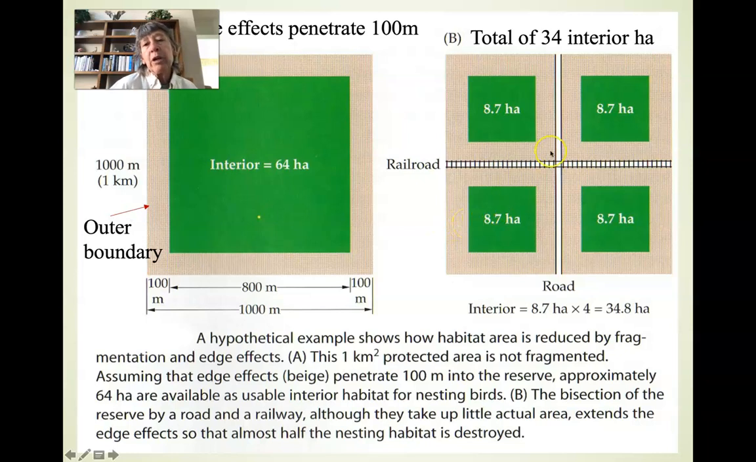And so by putting a railroad and a road through this reserve, even though it doesn't take a whole lot of space, we now have an interior space of 34 hectares. Whereas our original reserve had an interior space of 64 hectares. And so we've basically cut the effective undisturbed area of the reserve almost in half.